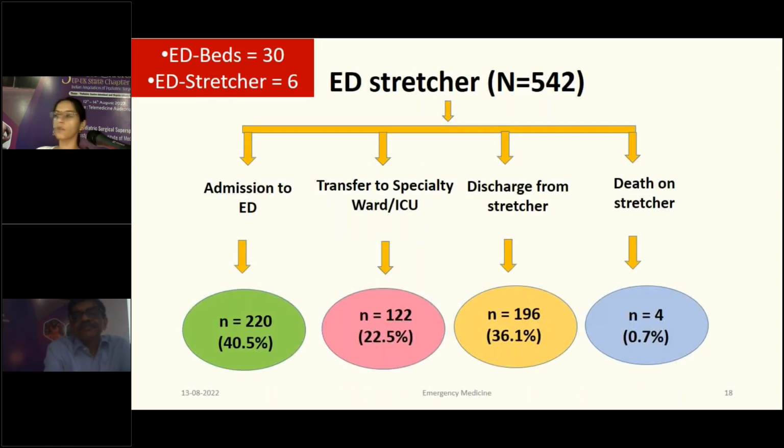Out of the 542 patients that were taken up on the stretcher, 220 patients, that is 40.5% of the patients, were admitted to the ED. 122 patients, that is 22.5% of the patients, were transferred to a specialty ward or ICU. 196 patients, that is 36.1% of the patients, were discharged from the stretcher. And 4 patients, that is 0.7% of the patients, expired on the stretcher.